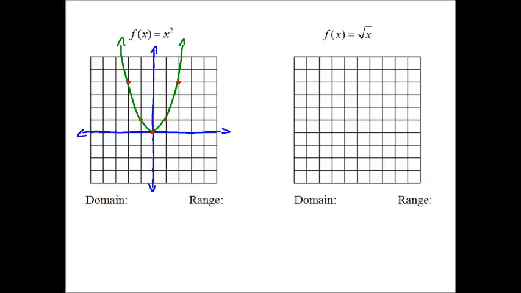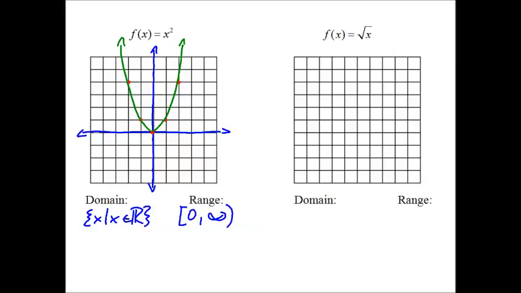The domain of any quadratic function is x such that x is an element of all real numbers, and the range depends on the vertex. In this case, it starts at 0 and goes all the way up to positive infinity.